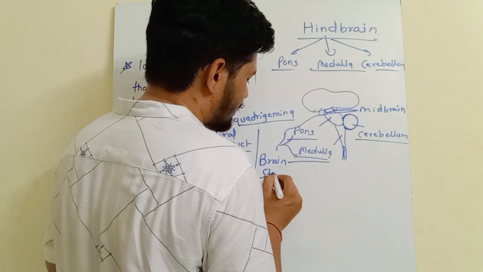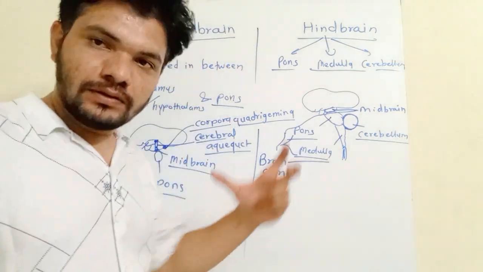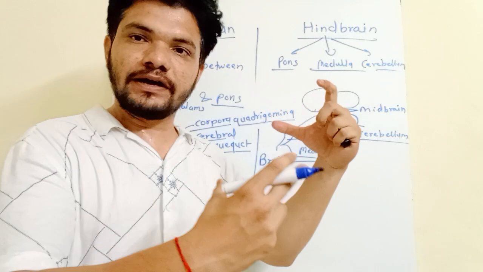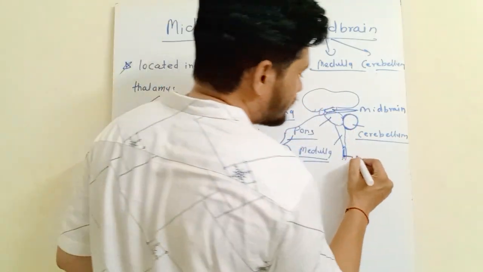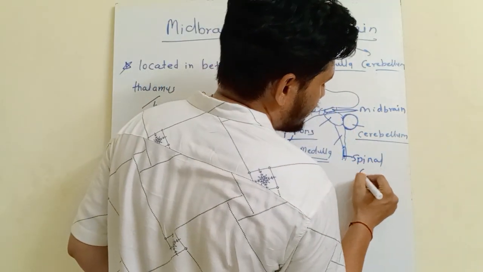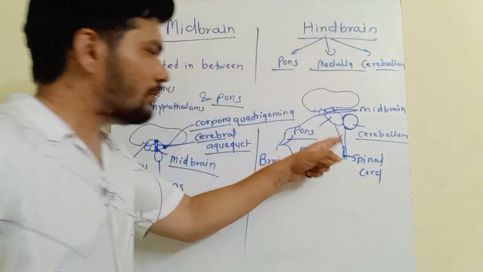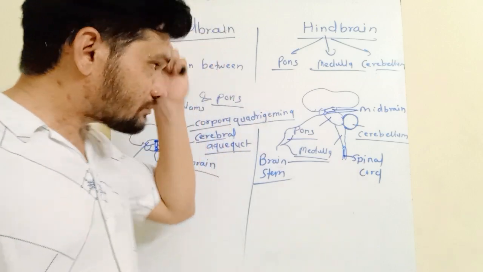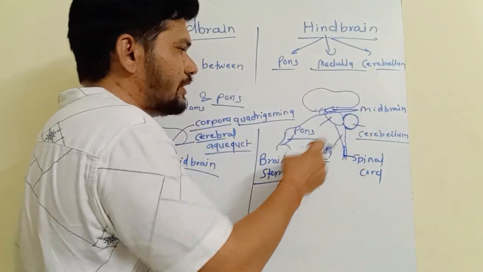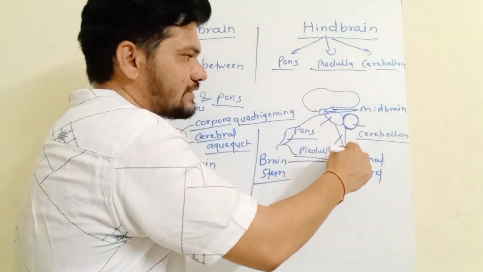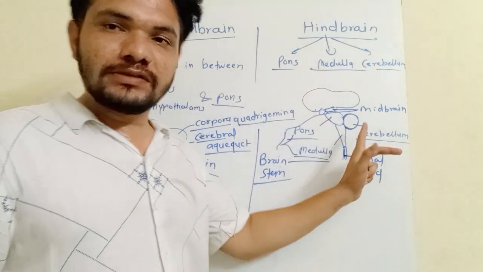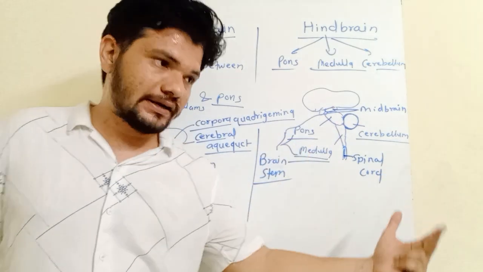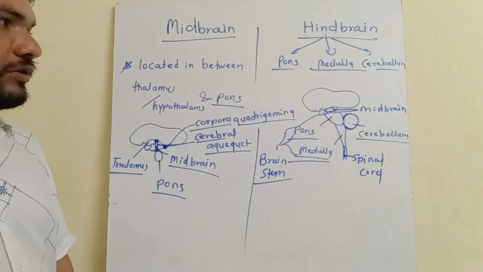This brainstem helps to join the brain with the spinal cord. So this is your spinal cord here, and this medulla portion is attached with the spinal cord. So midbrain, pons, and medulla form the brainstem, and cerebellum is behind. Although it is a part of hindbrain, it is present behind the pons, on the dorsal side of the pons.